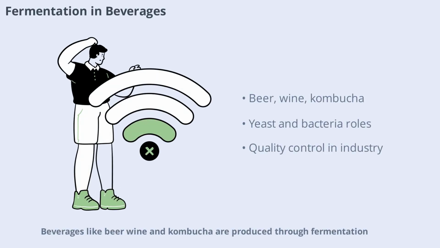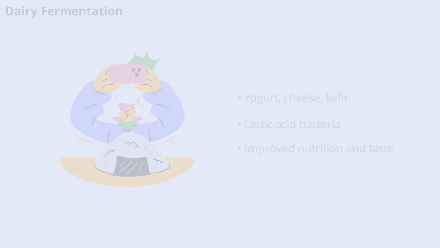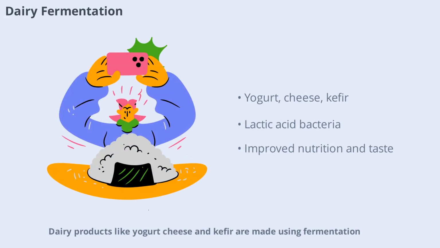Beverages like beer, wine, and kombucha are produced through fermentation. Yeast and bacteria play key roles in transforming sugars into alcohol and other compounds, creating complex flavors and aromas. The beverage industry uses advanced fermentation technology to optimize production, control quality, and develop new products for consumers worldwide. Dairy products like yogurt, cheese, and kefir are made using fermentation.